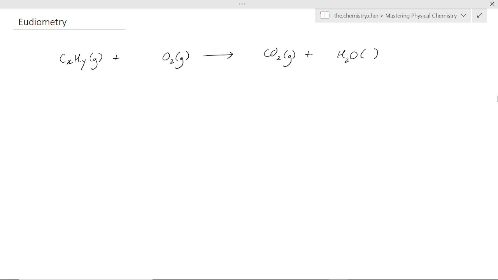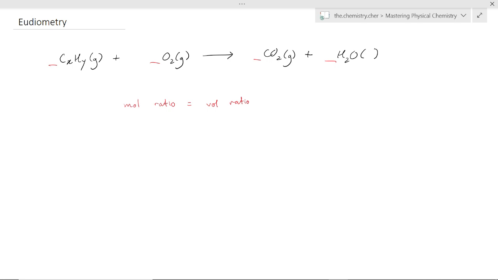Hi everyone, in this video we are going to talk about eudiometry, which is the study of gases. In this type of question, what we need to first understand is that the mole ratio is equal to the volume ratio. We are simply talking about gaseous systems, so just by comparing their volumes, we will be able to figure out their mole ratios, and this follows Avogadro's law. Let's take a deep dive into this type of question.